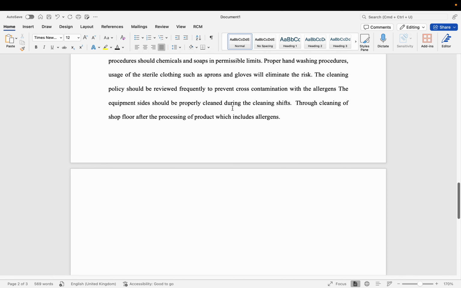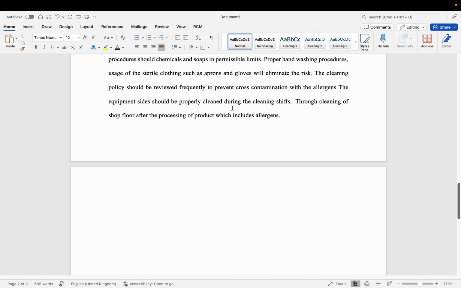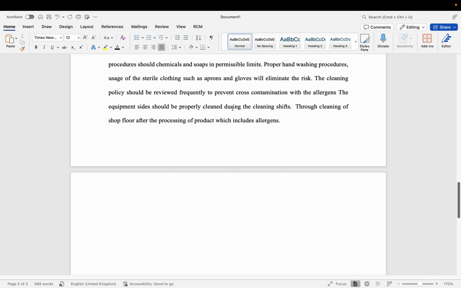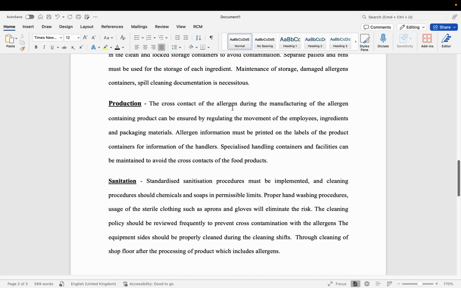The equipment should be properly cleaned during the cleaning shift. Some of the industries have their dedicated hygiene schedule when they switch from allergen to non-allergen or vice versa. Through cleaning of the shop floor after the processing of the product, they try to mitigate the risk.